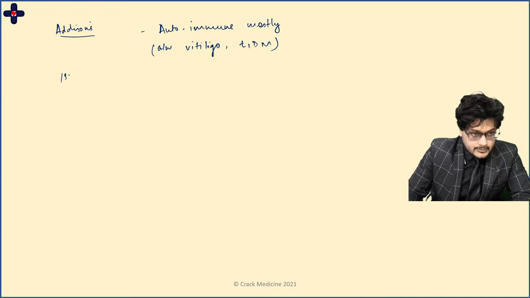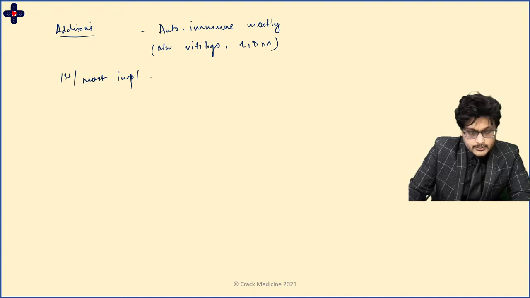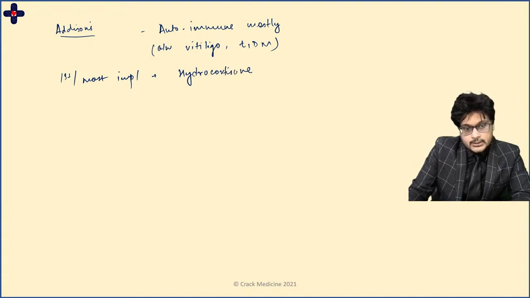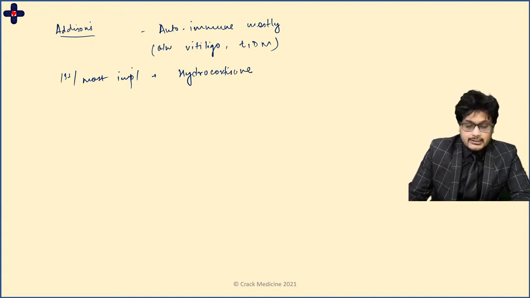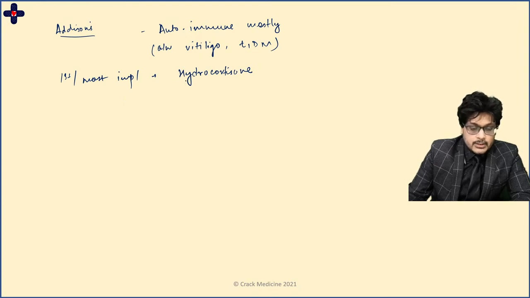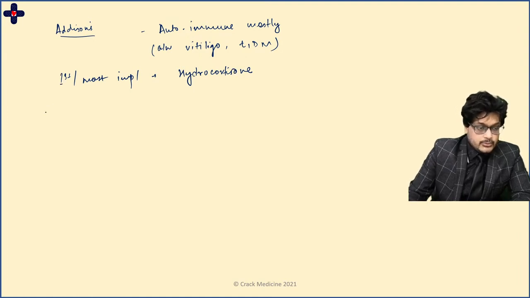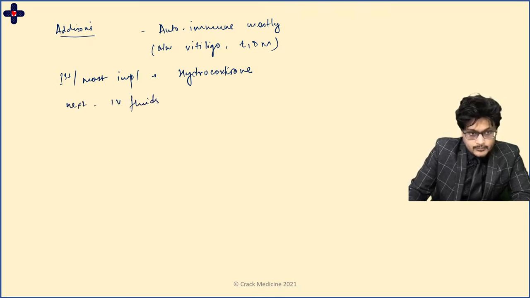The first most important treatment will always be hydrocortisone. In fact, so much so that if the patient is not in a crisis and you give one dose of hydrocortisone, you can still go ahead with the tests next day. Okay, one dose of hydrocortisone is not going to change anything, so you can give that. Next will be fluids. Okay, remember this order.